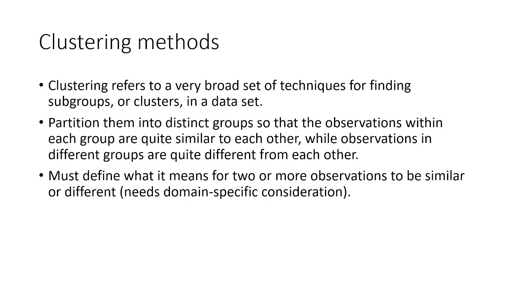When we do these clustering methods, this is very important: we must define what it means for 2 or more observations to be similar or different. How do we want to define it? In this case, we need domain-specific considerations. When you deal with gene expressions, at least you understand what you are trying to look at, what you are trying to see. And when you are working with a marketing example, you need to know what you are really looking for.